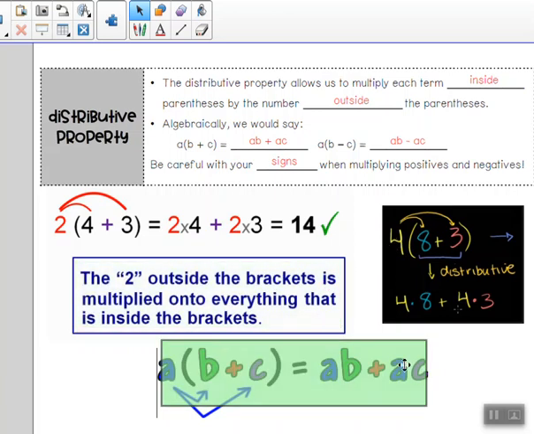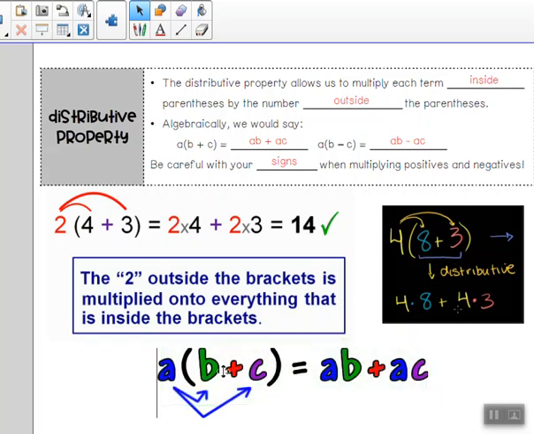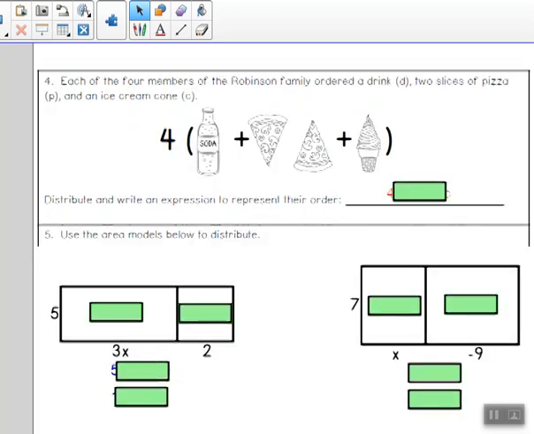So these are just some key points as we get going. Again, this is the algebra form of it. All right, so that's what the distributive property is all about. If you need to pause and think about that a little more, that would be wise. But let's go to the next slide.